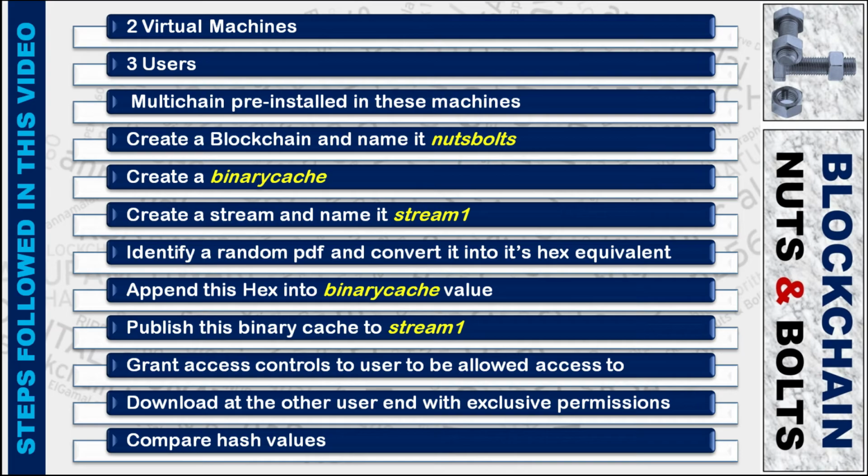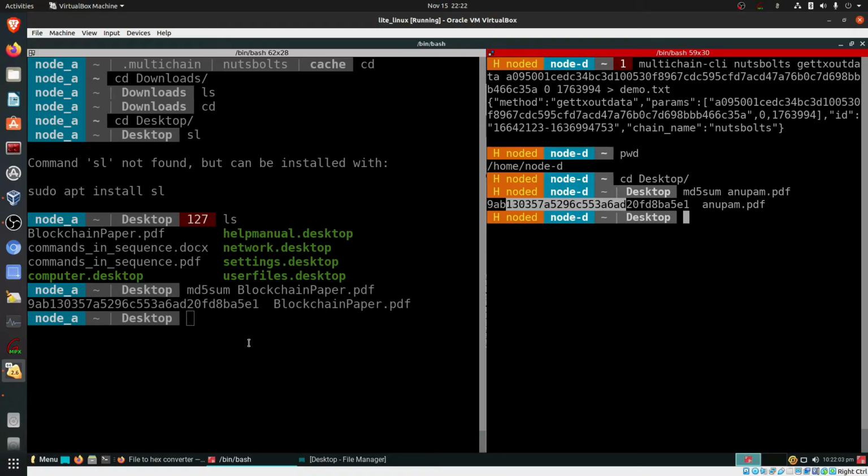Once it was uploaded to the blockchain, the stream was published, and the stream was available at node D. Thereafter we downloaded that with the help of gettxoutdata, and in that gettxoutdata we had to define the number of bytes. So we gave the complete number of bytes from 0 to I think 1763994, whatever. All those bytes were defined in the output file, which was a demo.txt file. That demo.txt file got downloaded at node D.